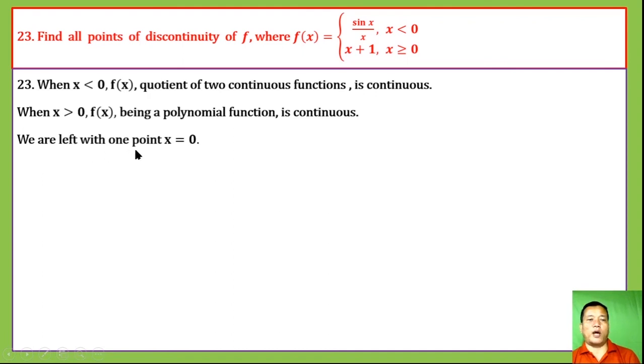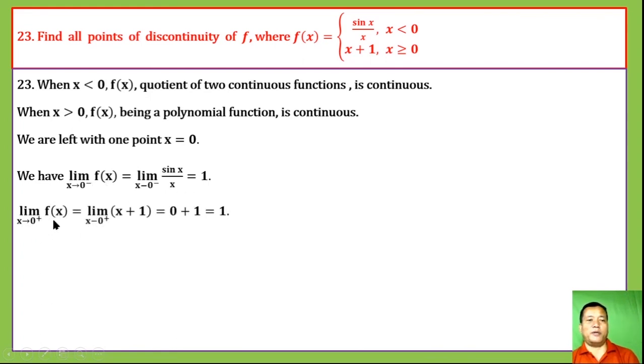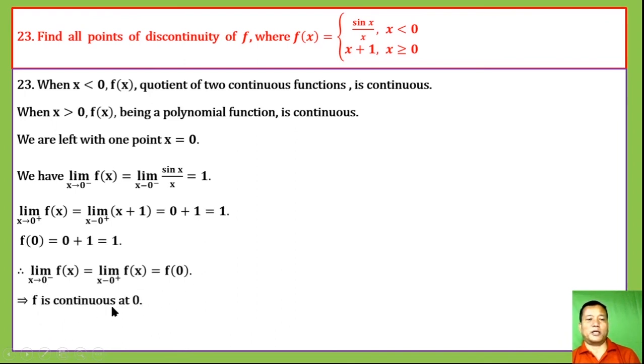We are left with one point, that is x equal to 0. We have left hand limit at 0 is 1. Right hand limit at 0 is 1. Function value at 0 is 1. Therefore, left hand limit at 0 equal to right hand limit at 0 equal to f of 0. This implies f is continuous at 0. Hence, there are no points of discontinuity.